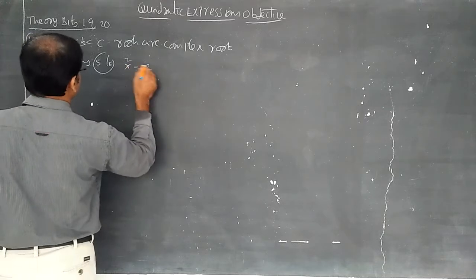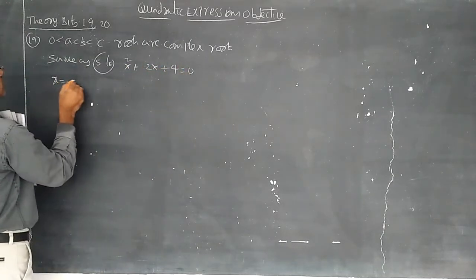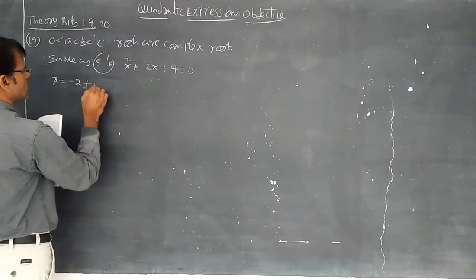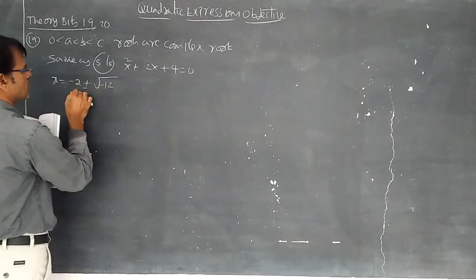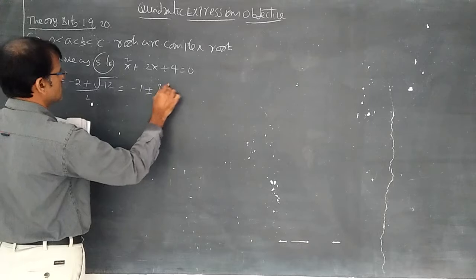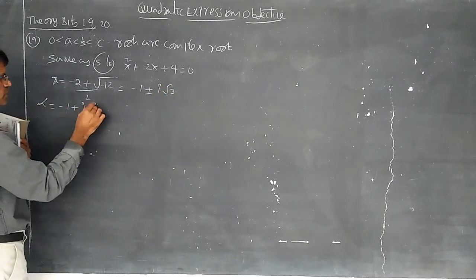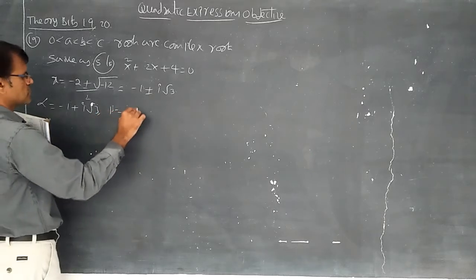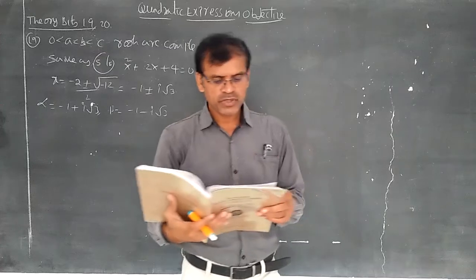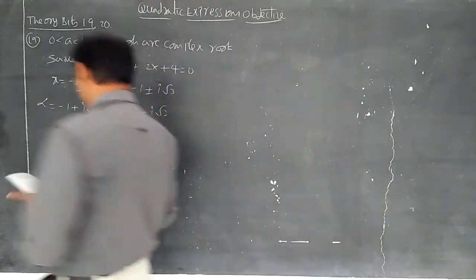So you can write here x square plus 2x plus 4 equal to 0, x is equal to minus b plus or minus root b square minus 4ac by 2a. We got root of minus 12 by 2, so 2 root 3 i, minus 1 plus or minus i root 3 we have here. Alpha is equal to minus 1 plus i root 3 and beta is equal to minus 1 minus i root 3. Now according to this question, mod alpha greater than 1, mod beta less than 1, etc.